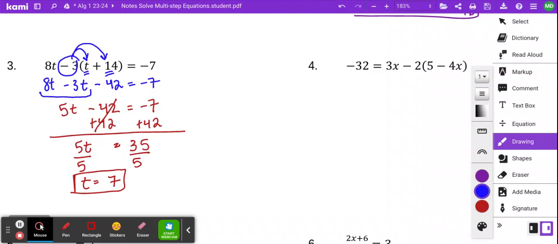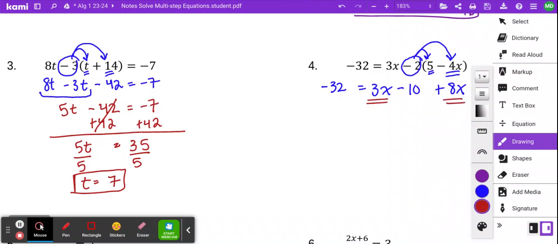For number 4, we see our parentheses, and the number in front of those parentheses gets distributed to both terms, the 5 and your negative 4x. Multiplying negative 2 by 5, we get our negative 10, and negative 2 times our negative 4x gives us our positive 8x. From here, combine like terms. Here are our x's on one side of our equation. Bring down your negative 32 equals 3 and 8 make an 11x. Bring down that minus 10. We haven't used it. It stays on that side of the equation.